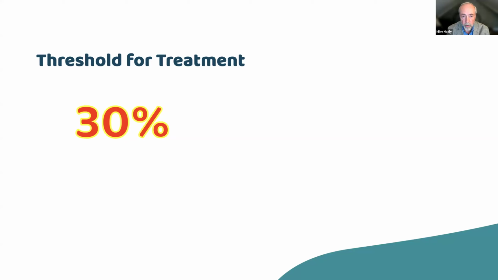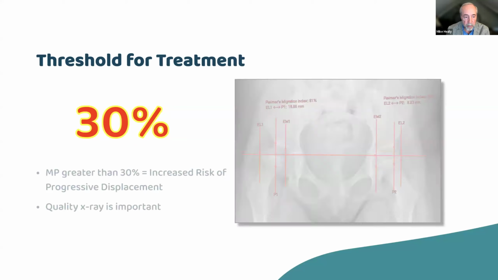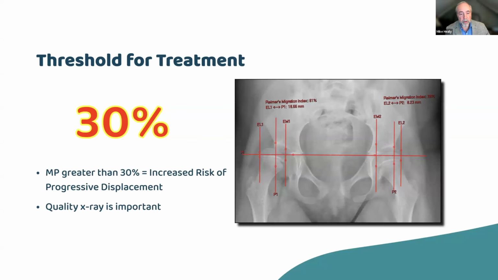We've been monitoring, we've been watching, we may be trying some adductor things up to this point. But now when do we need to get orthopedics involved? Because this is becoming a surgical problem that needs discussion before it gets out of hand. So a migration percentage of 30% definitely represents an increased risk for progressive displacement, and a quality X-ray is very important.